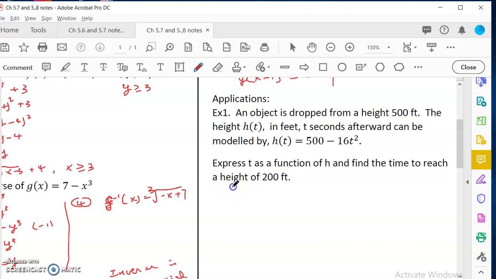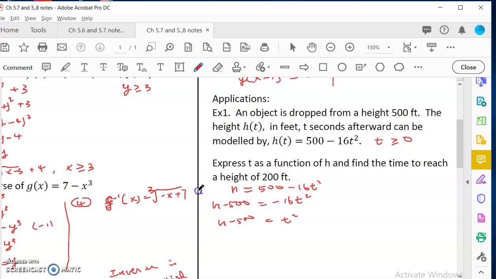It would become h is equal to 500 minus 16 t squared. But I don't need to switch. I really just want to solve for t. So to solve for t, I would have h minus 500 equal to negative 16 t squared. And here, t is always positive because t is time, right? So then I would want to get t squared by dividing both sides by 16.